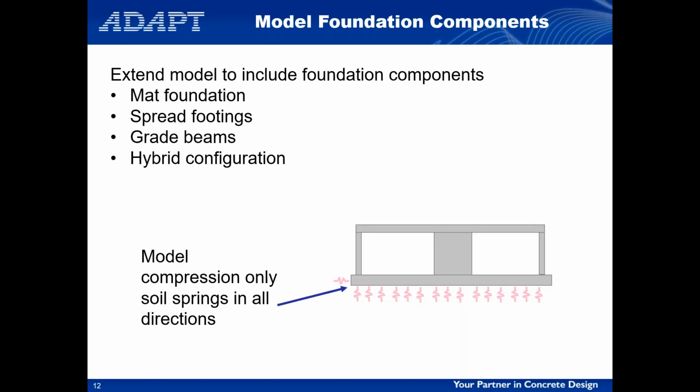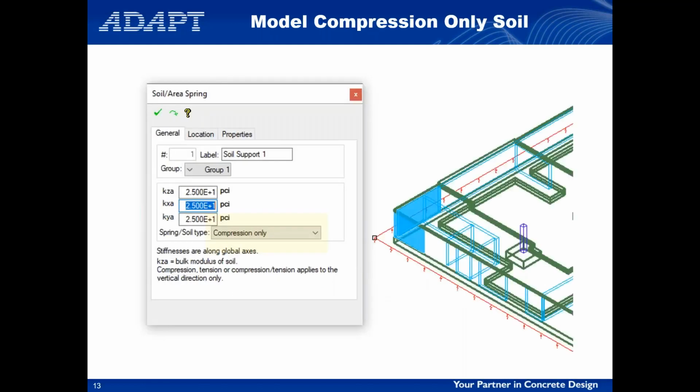One important aspect when you go down this path is to make sure that you're modeling your soil springs as compression only. And because we're going to be including lateral loads, right, the default of Builder is that it's only giving you a soil compression, let's say modulus of the spring in the Z. You want to make sure that you're also adding those values in the X and Y direction. So let's take a look at what that looks like.